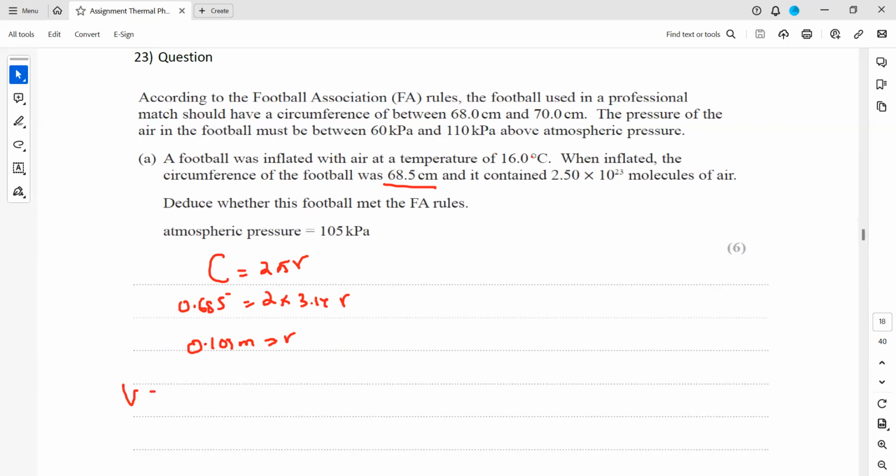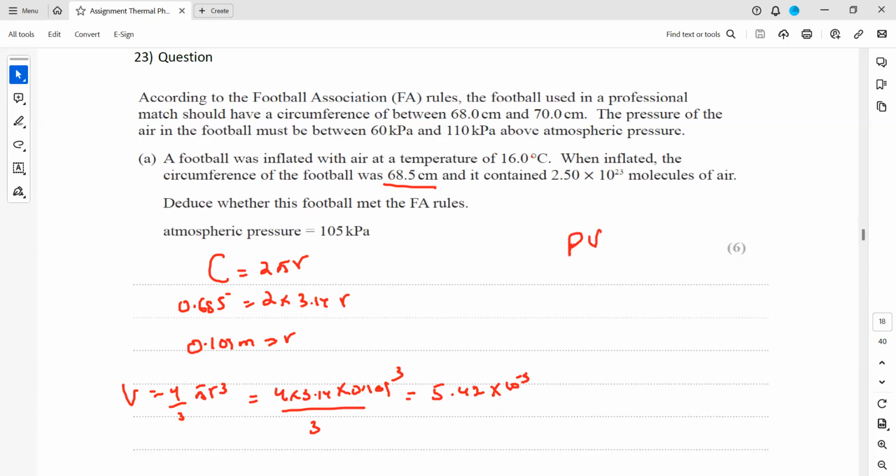The volume will be equal to 4 by 3 pi r cube, because sphere is there. So 4 into 3.14 into 0.109 cube divided by 3. That will give us a volume which is 5.42 into 10 to the power minus 3. That is the volume of the football.